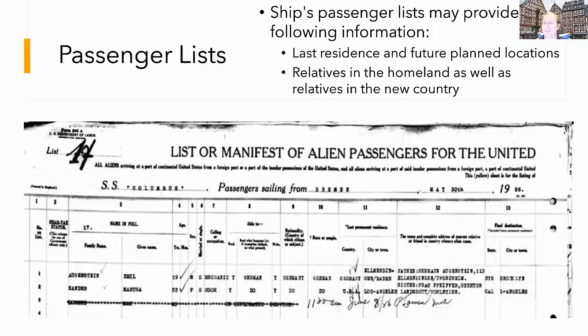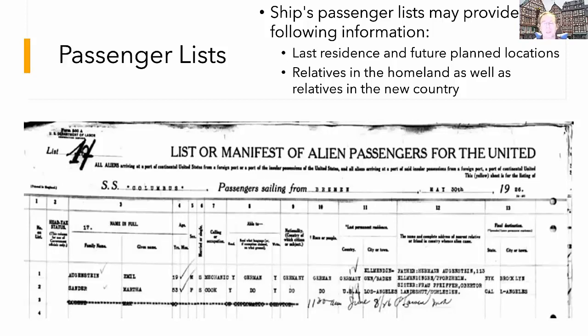This ship's record is from 1926. What I want to point out is, in this case, he's coming from Germany. He's arriving in New York, and he is intending to settle in Brooklyn, according to this record. If you notice, though, the person right underneath him is Martha Sander, and she's a cook from Germany. But then it says last residence, USA, Los Angeles. And then it says her sister is Frau Pfeiffer from Oberton, Landeshut, Germany.